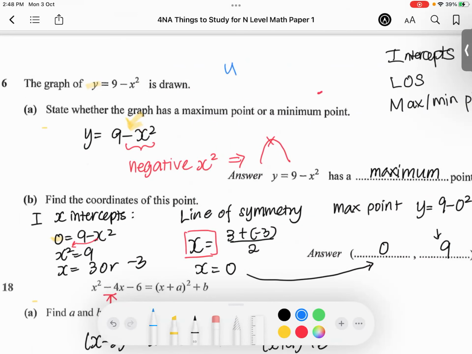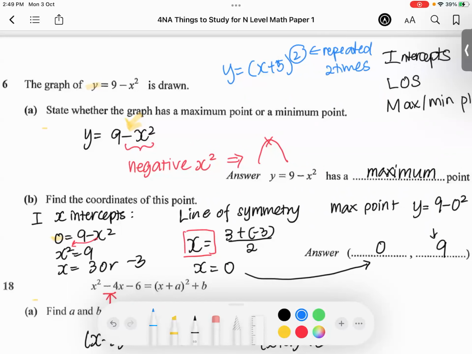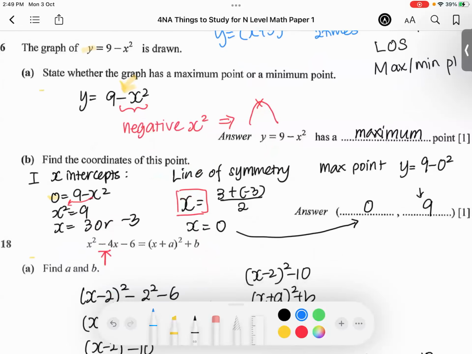I sidetrack a little bit. Whole thing squared, just like that. If the question is only just like that, right? It means this is repeated 2 times. That means this graph will only have one x-intercept, and both the x-intercepts are the same number, for example. But it hasn't come up before. Don't know whether it will appear or not.